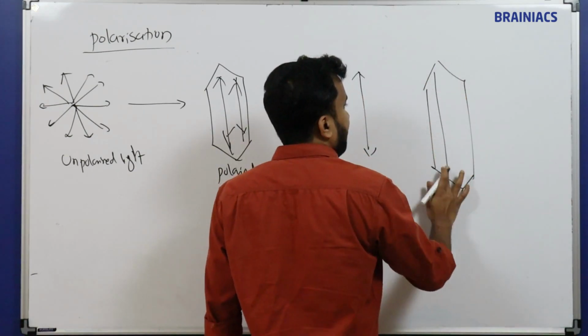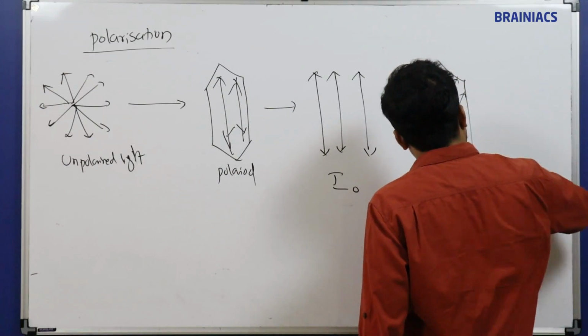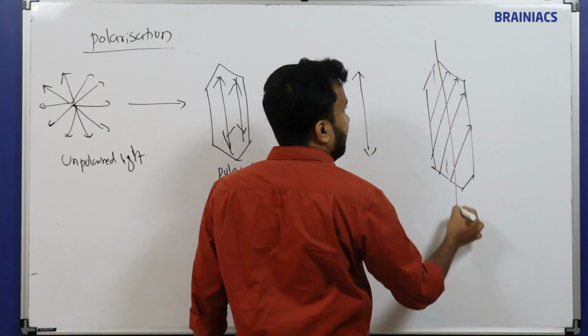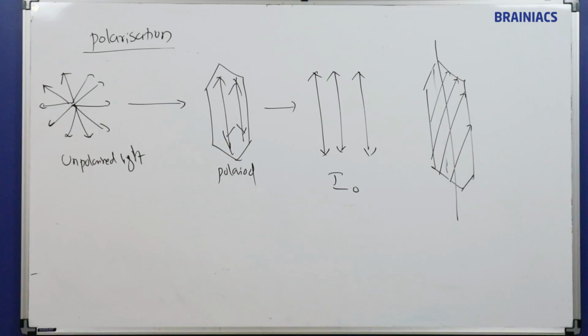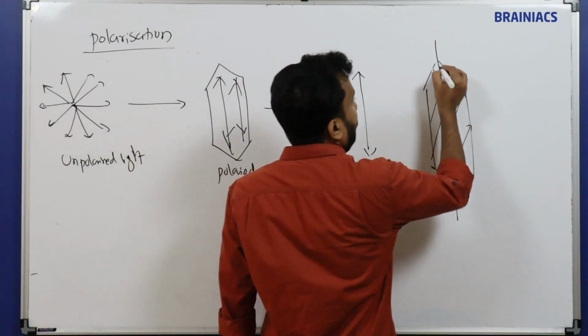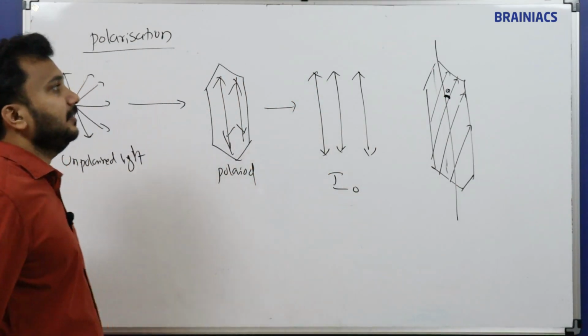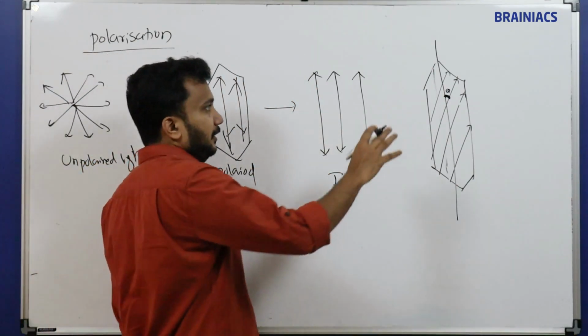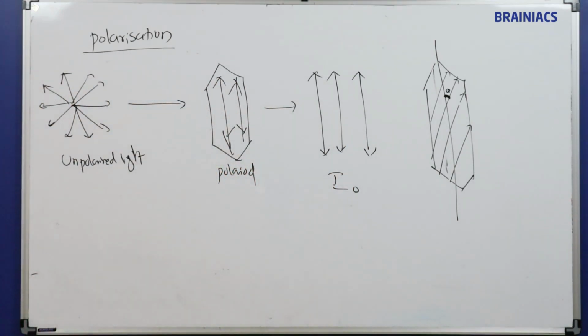Very very important. Now I am passing through a polaroid, but the polarizing structure will be like this. If you are putting a line in the polaroid, then the angle between this polarizer line and the vertical is called theta. Theta is the angle made by the polarizing line with the vertical.